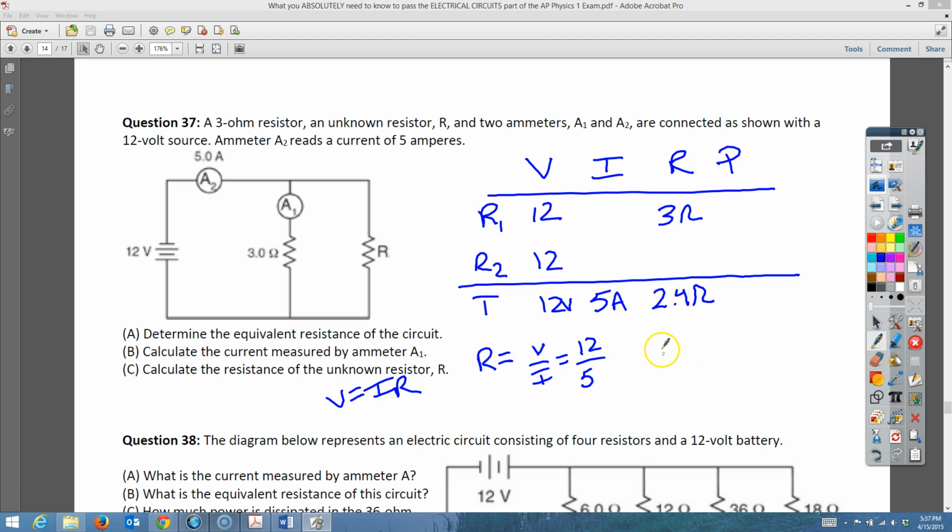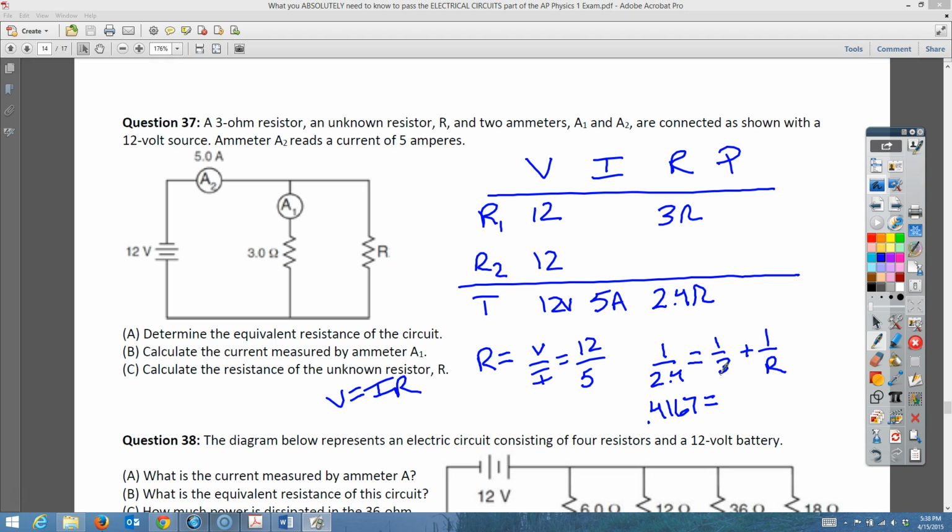We know that 1 over 2.4 should be equal to 1 over 3 plus 1 over the resistor that we don't know. So let's just make this really simple. We're going to take 1 divided by 2.4. That's equal to 0.4167. We're going to do 4 decimal places for each one of these.